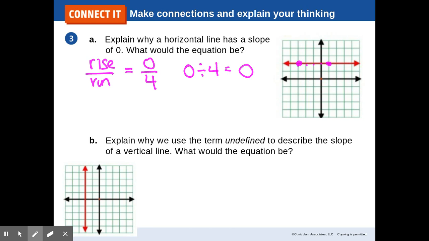It's 0, so I wouldn't have an x in there. I would do y equals, and I cross the y-axis at 2. So y equals 2. It's just basically a y-intercept equation.